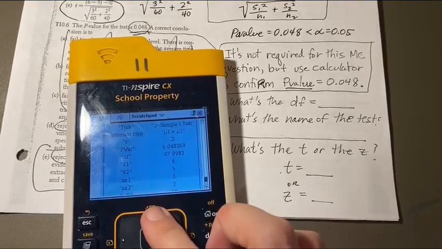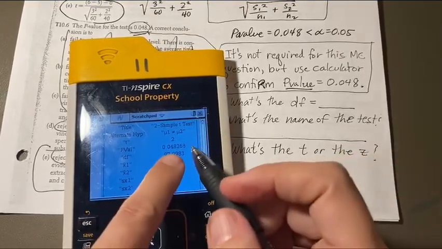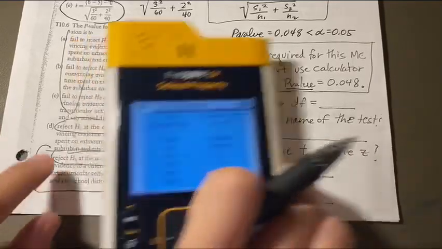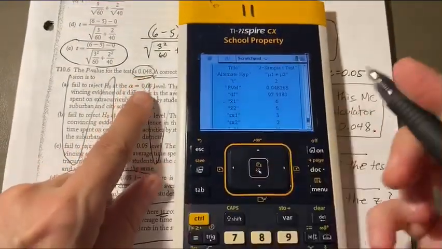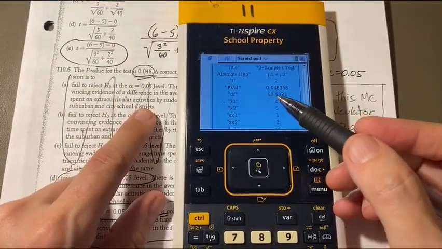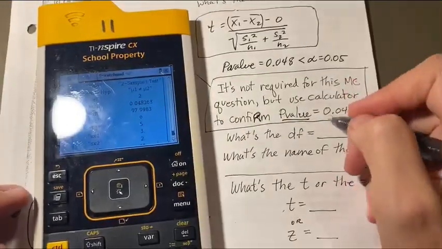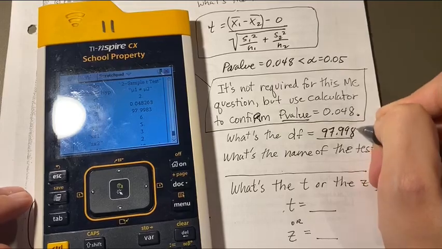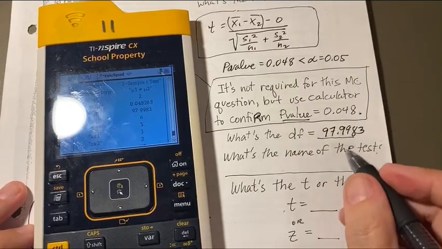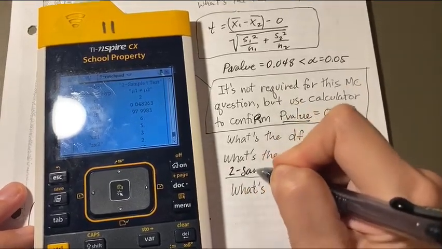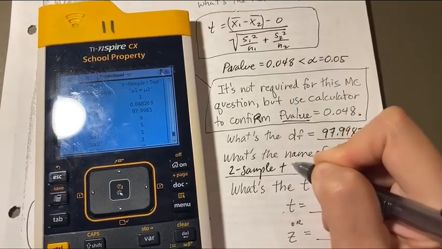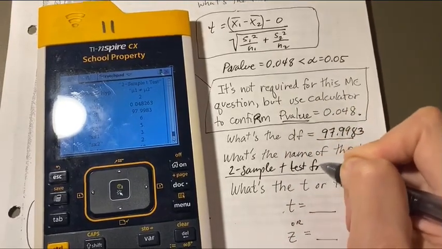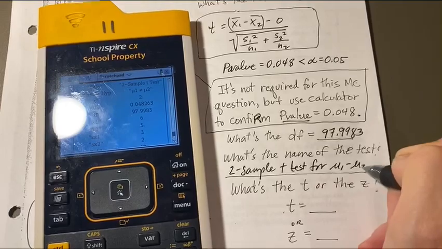And there we go. So look, a p-value. So that's exactly the p-value they got, and so did we. So I'm going to write down the degrees of freedom here because, again, it's just good practice. And what's the name of the test? This is a 2-sample t-test for mu1 minus mu2.